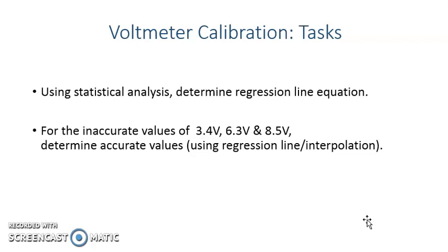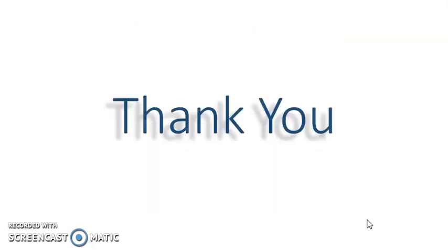So this is how we calibrate an ammeter or a voltmeter by comparison method, that is an inaccurate voltmeter or ammeter is compared with an accurate voltmeter or ammeter correspondingly. Thank you so very much.